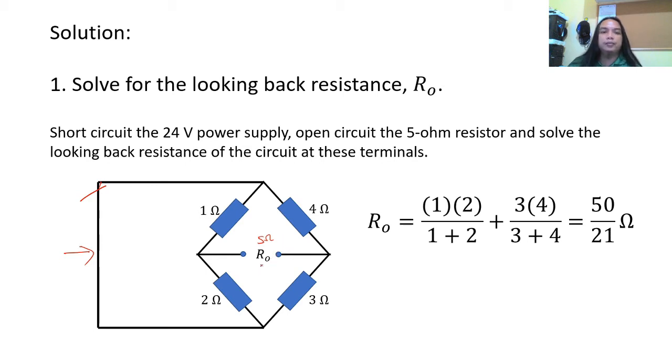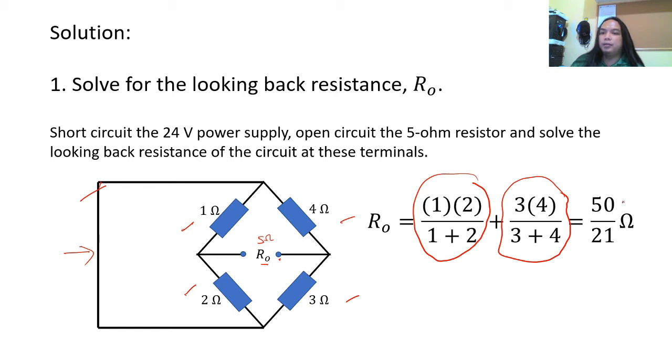As you can see, RO now is the looking back resistance. We need to find the value of our total resistance from these terminals. The 1 ohm and 2 ohm are a parallel combination, plus the parallel combination on the other side. If you compute this, you will get an answer of 50 over 21 ohms for RO.